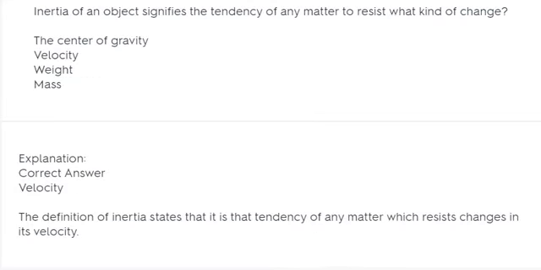Inertia of an object signifies the tendency of any matter to resist what kind of change? The center of gravity, velocity, weight, mass. Explanation. Correct answer: velocity. The definition of inertia states that it is that tendency of any matter which resists changes in its velocity.